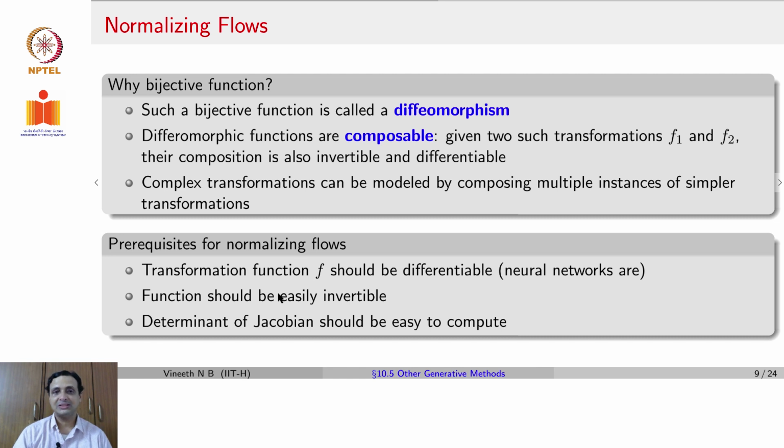How do we do this? We'll see in a moment. And the last is the determinant of the Jacobian should be easy to compute. Why? Because that is one of the terms in your loss function and you want that to be easy to compute so that you can train the entire network using gradient descent.